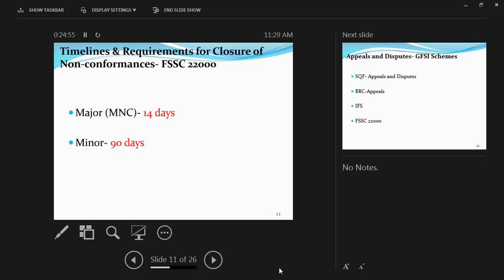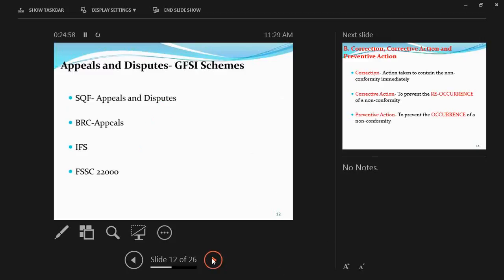Okay. Now let's see what rights you have as an auditee with regard to appeals and disputes. Okay. It's slightly different with the different GFSI schemes. So that's your right. Let's take up SQF first. Under SQF, all certification bodies are required to document their procedures for handling and resolving appeals, complaints, and disputes made by an auditee, or it can also be made by another party about a supplier. It doesn't have to come from the auditee all the time. Okay, it can also come from other sources.